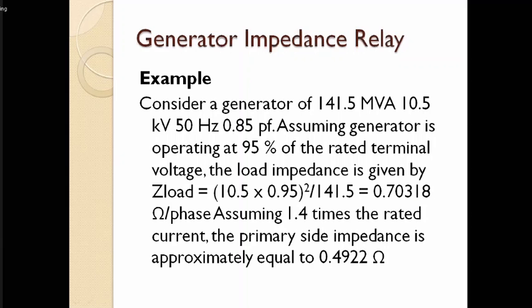And it is assumed that it operates at 1.4 times the rated current. So now, this is operating at 1.5 times the rated current. This is our rated current, and our operating time is this. So the primary side impedance is approximately equal to 0.4.